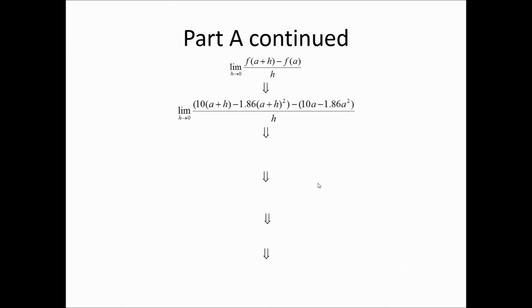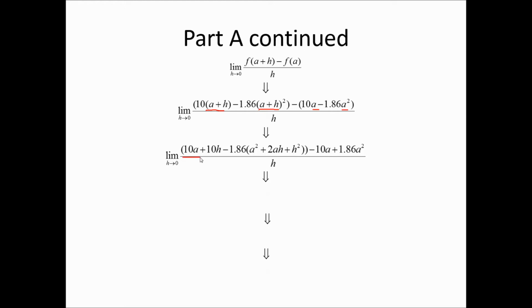Notice that the first part of this equation is similar to 10t minus 1.86t squared from our height function, except that instead of t, we have a plus h in the first part and a in the second part. So first we distribute the 10 to the a plus h, which gives us 10a plus 10h, and we square the a plus h, which gives us a squared plus 2ah plus h squared.